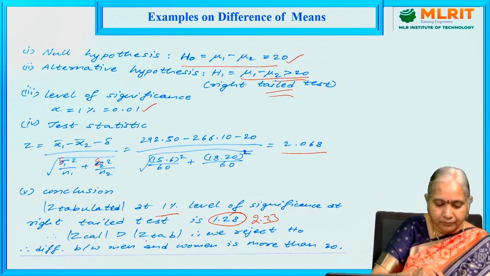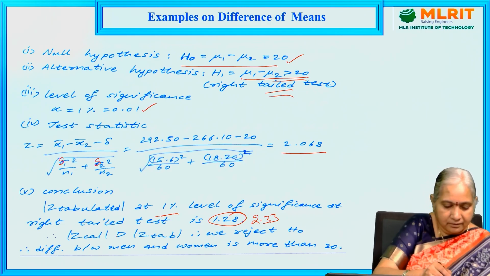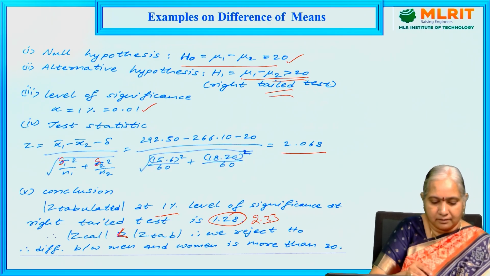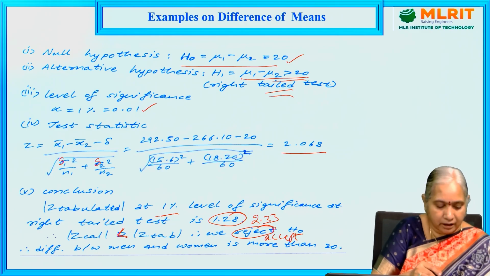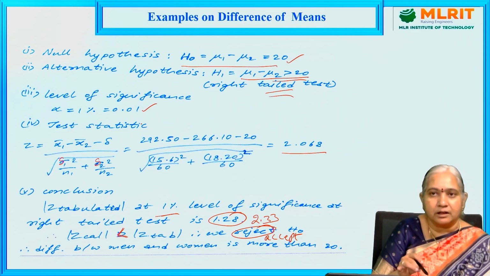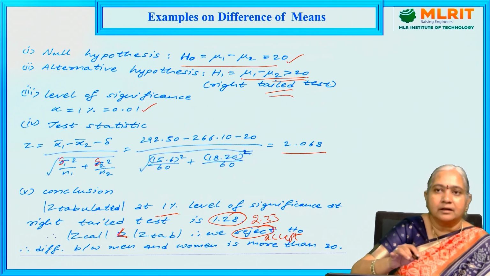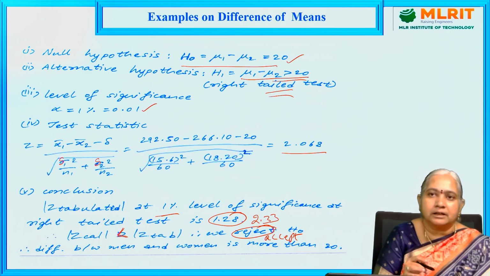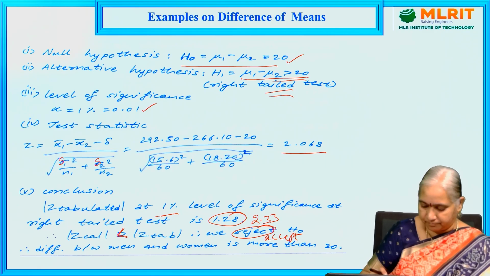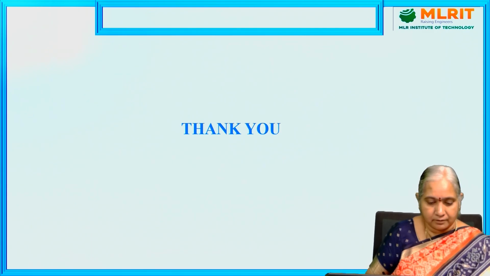Calculated value is less than tabular value. Therefore, we accept the null hypothesis H0 at a 1% level of significance. So we are accepting that the difference is exactly 20 rupees. That is, the average wage difference between men and women is exactly 20 rupees per week. This we are accepting. Thank you.